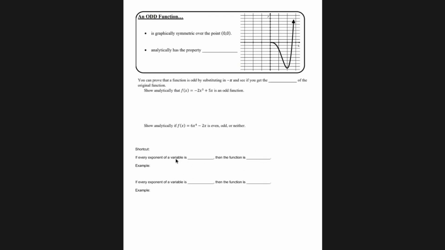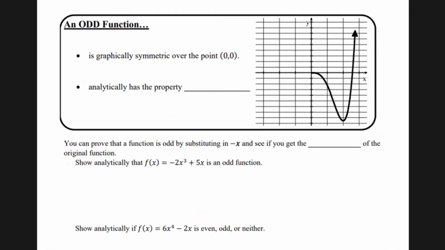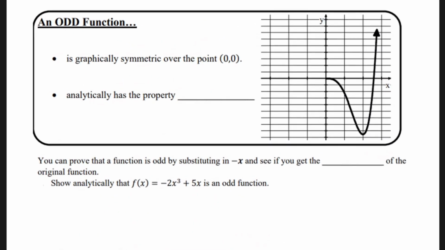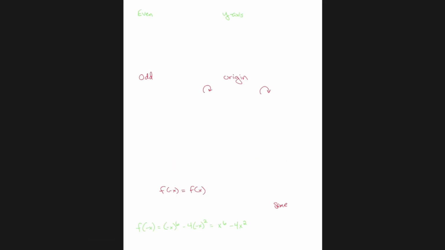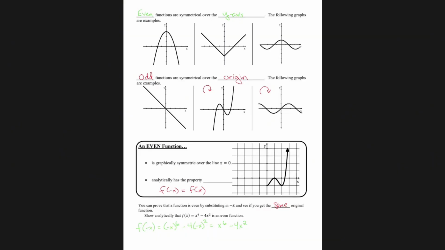Now there's a shortcut down here that we're going to use, but we're not going to go there quite yet. We're just going to do the analytical version, and then we'll do the cheat version. An odd function, as we mentioned before, is symmetric over the origin, which is the point (0, 0). Now listen, if I wanted to go back here, I could draw this out, right?